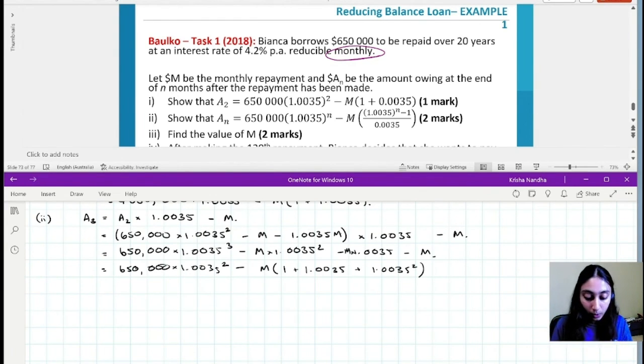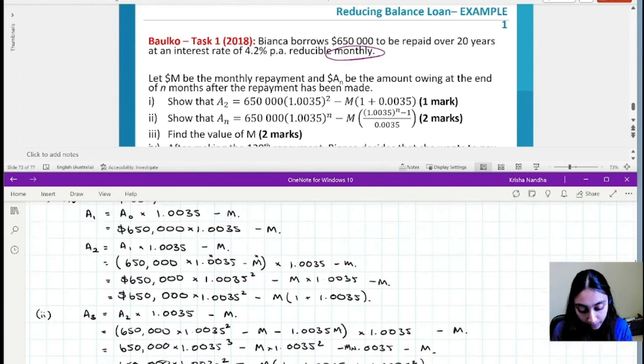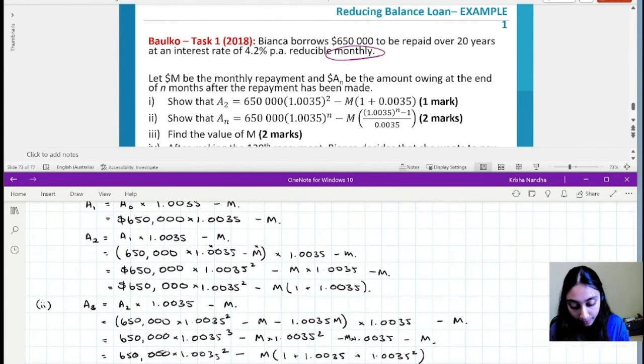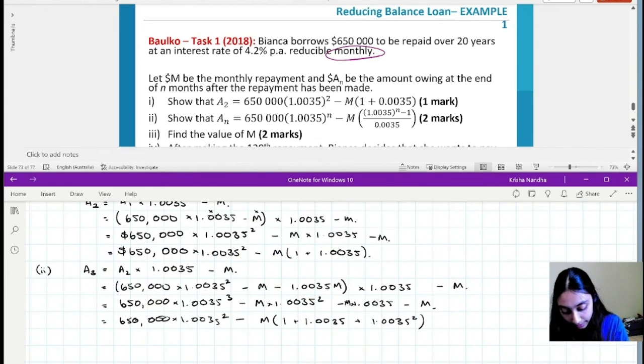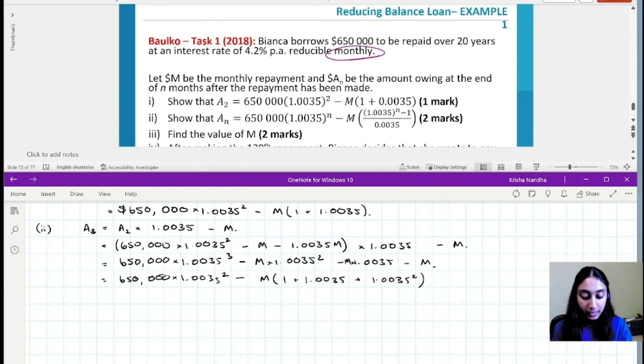Okay, so let's take a look at what happens. So the first time, it's just minus M. And the second time, it's minus like 1 plus 1.0035. And the third time, it's 1 plus 1.0035 plus 1.0035 squared. So each time that we're going around, we're adding a new term, and the next one would be 1.0035 to the power of 3, right? And it'll keep going like that.